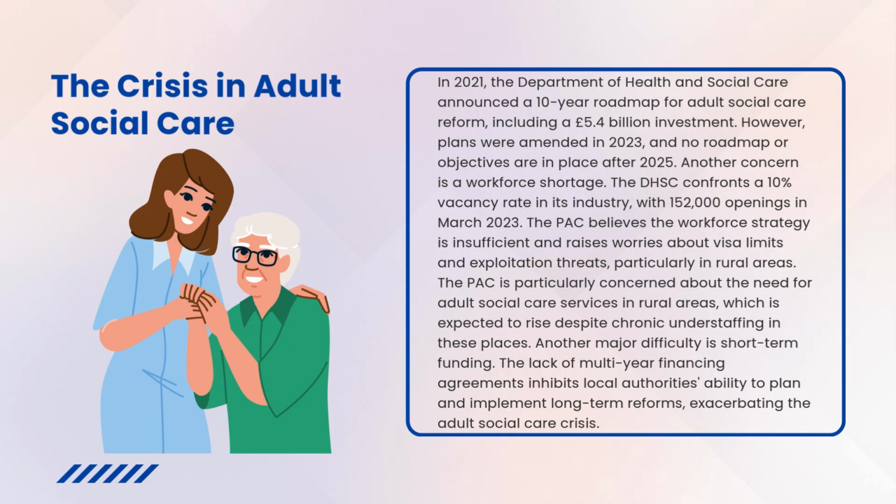Another concern is a workforce shortage. The DHSC confronts a 10% vacancy rate in its industry, with 152,000 openings in March 2023. The PAC believes the workforce strategy is insufficient and raises worries about visa limits and exploitation threats, particularly in rural areas. The PAC is particularly concerned about the need for adult social care services in rural areas, which is expected to rise despite chronic understaffing in these places.